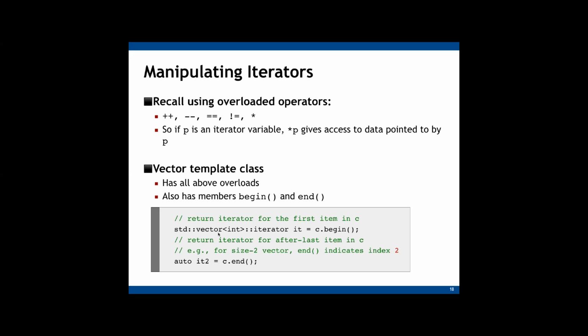And you specify vector and put the base type within angle brackets and specify the iterator using the scope resolution operator, indicating that this is an iterator type for vector of int. So this is how you declare the iterator variable. And using this begin member function, you can obtain the iterator of this C container.